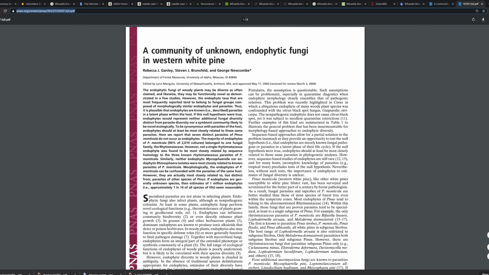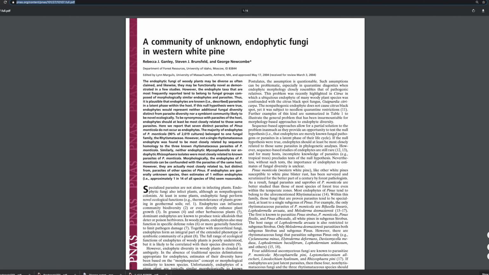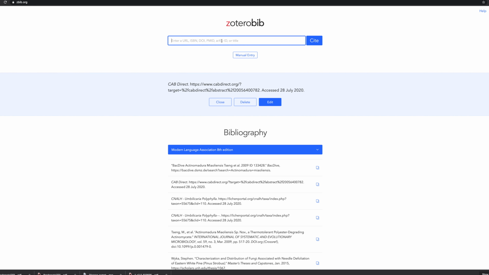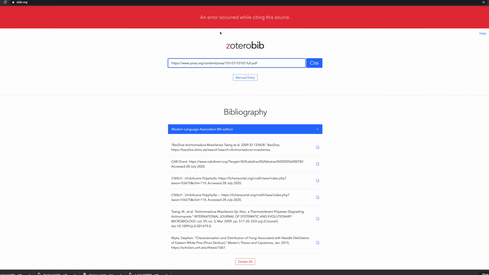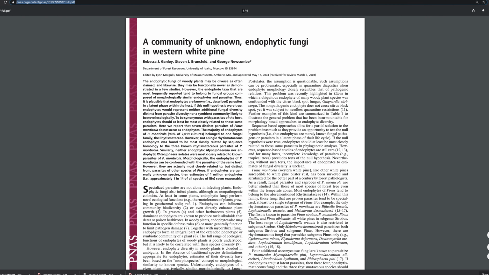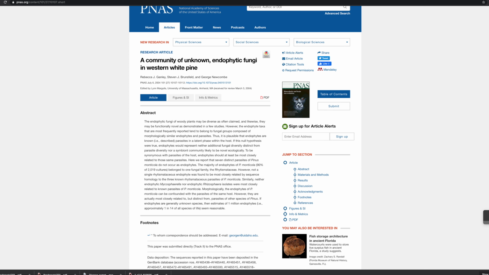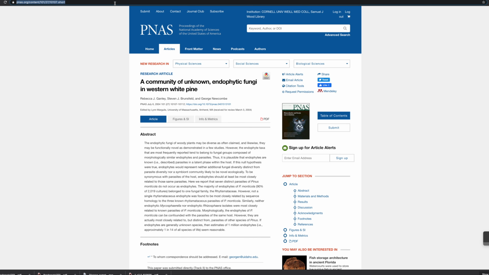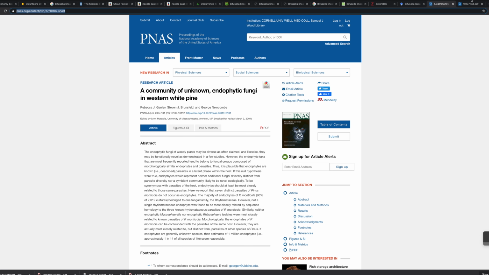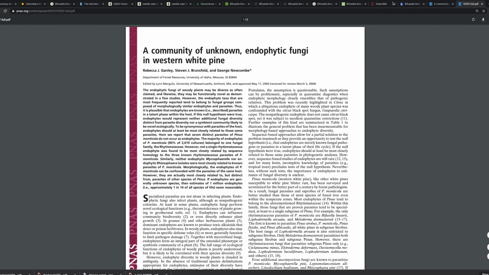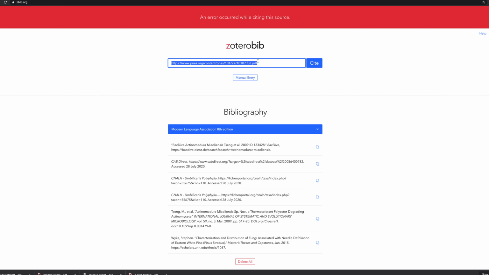So we're gonna copy this link. We're gonna go to Zotero again, and an error occurred. So this happens when you paste the link of the PDF and not the link of the article on the journal webpage. What it means is if you paste the article link instead of the PDF link, which is this, it will work. Let's have a look.